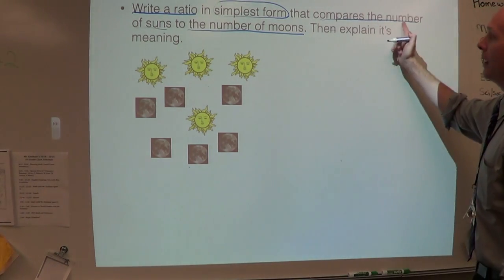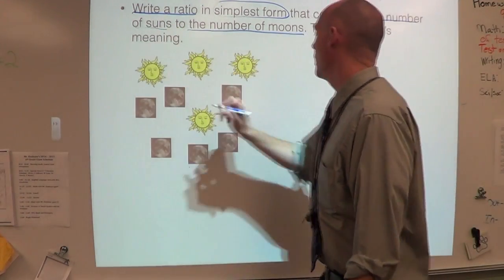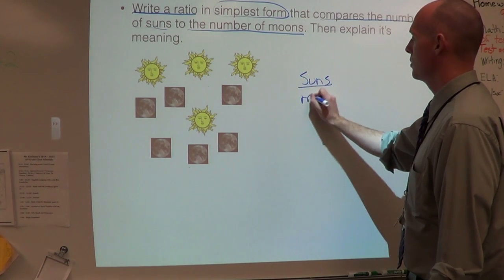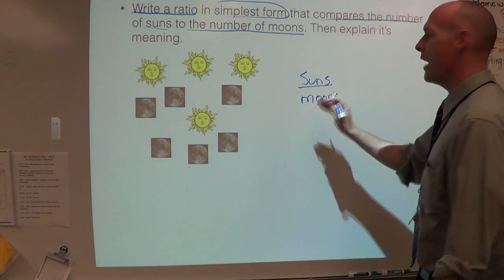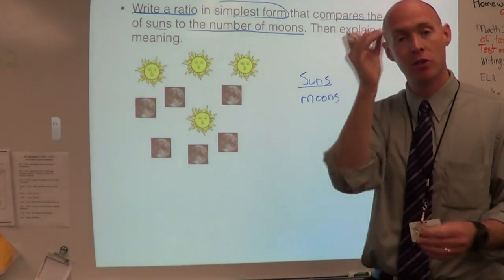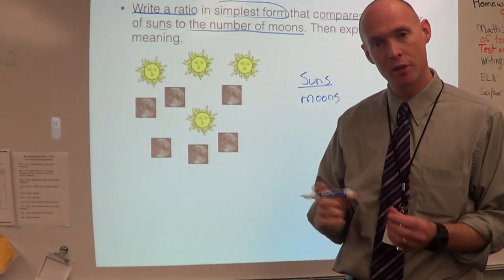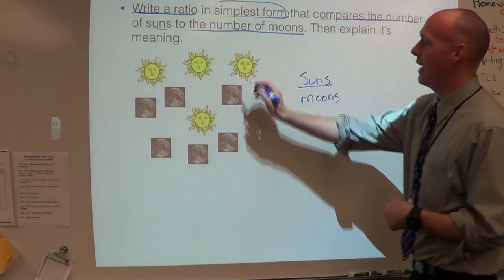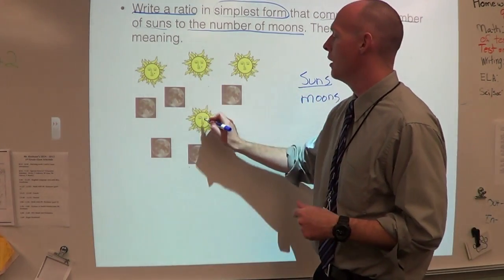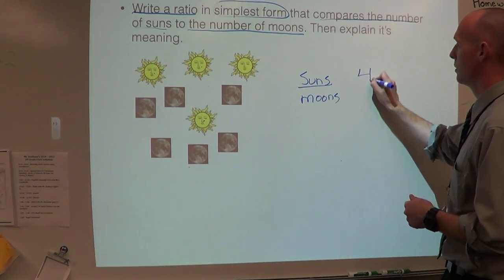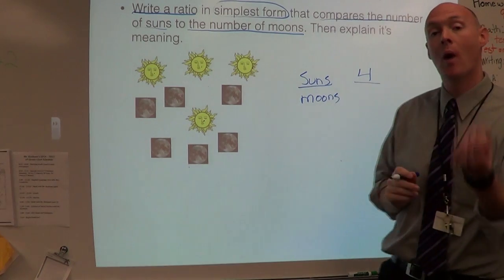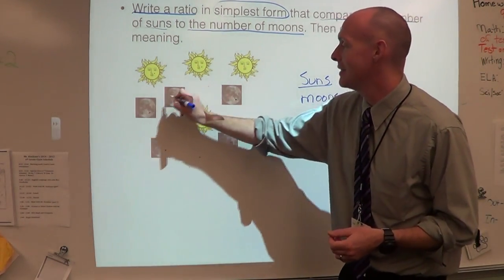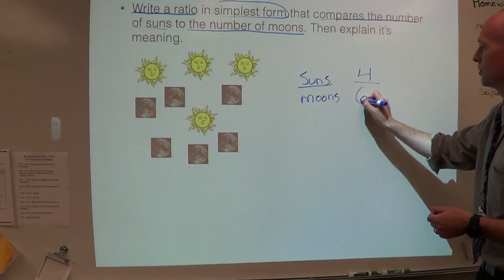So we are going to compare number of suns to number of moons. All right, so I'm going to put suns to moons. I do it in words first, so that way I can always remember, okay, we're going to do suns and then we're going to do moons. So let's go ahead and count our quantities. Let's start with suns. I have 1, 2, 3, 4 suns. Now let's count our quantity of moons. 1, 2, 3, 4, 5, 6. Okay, I have 6 moons.